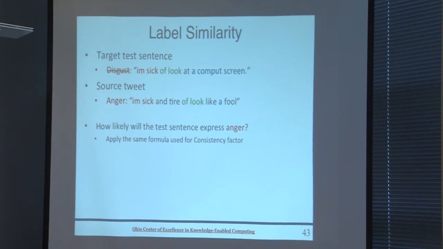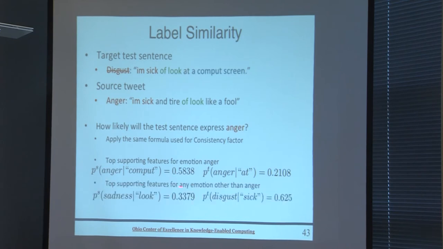So now I pretend that for this sentence, its label is anger, and then I apply the consistency factor to check whether the label anger is consistent with the content or not, right? If it's consistent, then probably there's a higher chance that this guy expresses the emotion anger. So that is the idea. So similarly, I get the top supporting features for emotion anger, so I get two probabilities. Then I get the top supporting features for any emotion other than anger. I get two more probabilities. And then I use the margin to estimate the consistency.